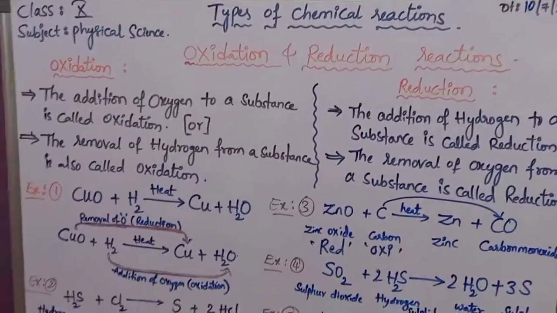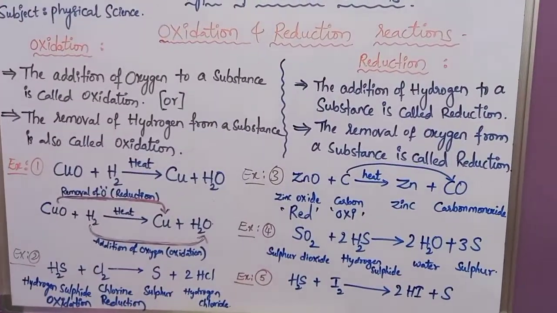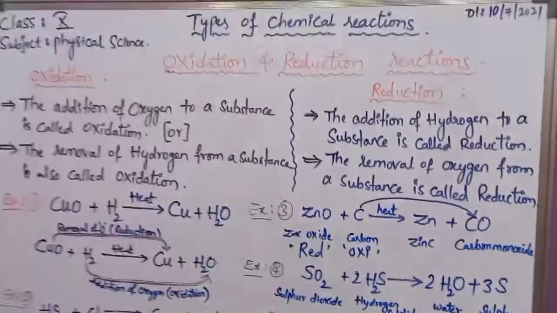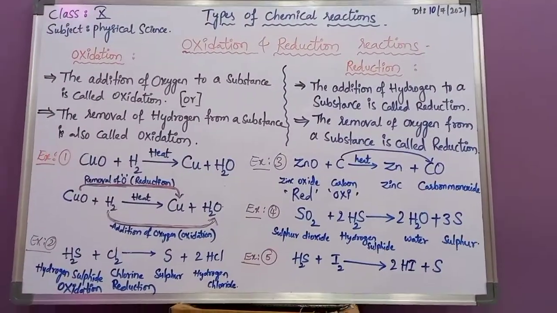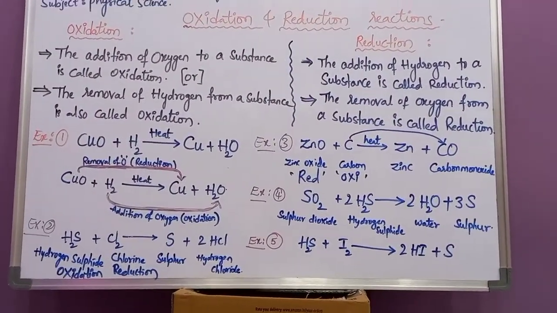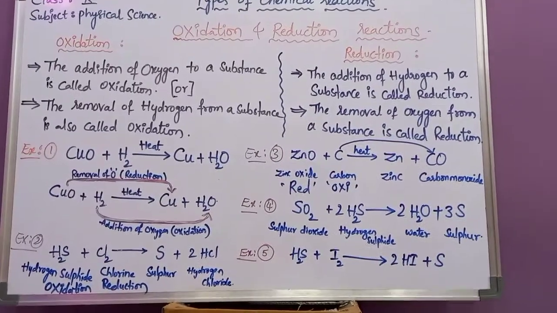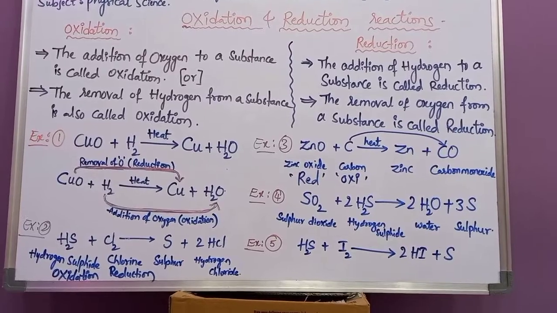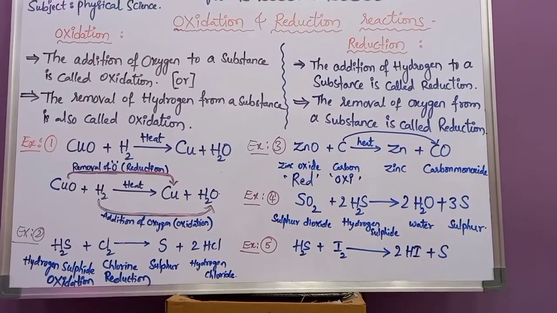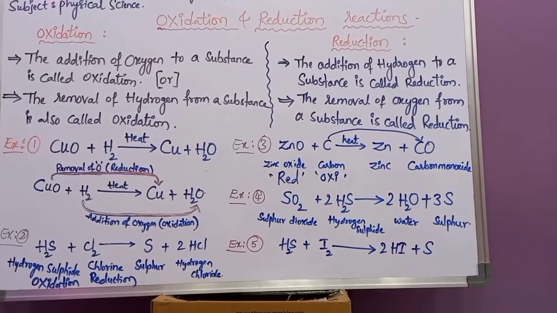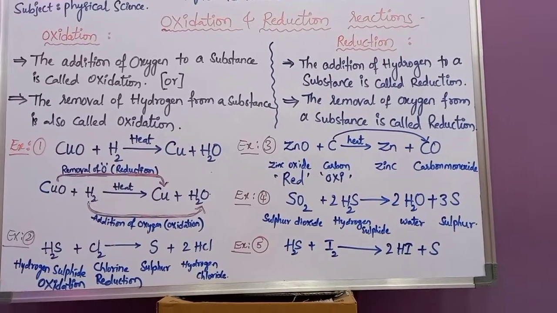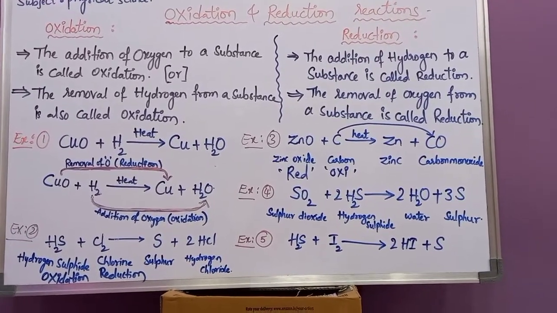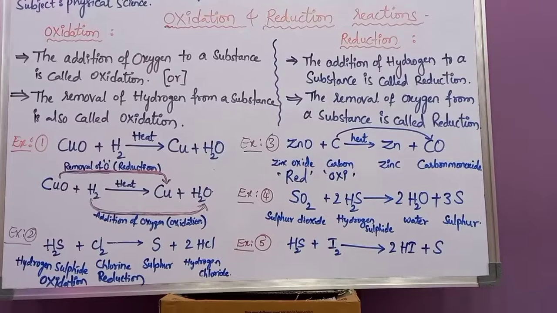This is about oxidation and reduction. I have also introduced the terms oxidizing agent and reducing agent. Once again, an oxidizing agent is a substance which itself undergoes reduction and helps the other substance undergo oxidation. A reducing agent is a substance which itself undergoes oxidation and helps the other substance undergo reduction.